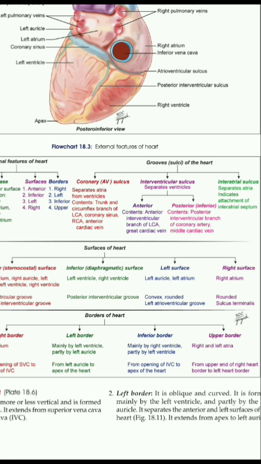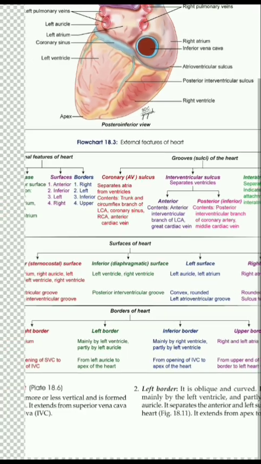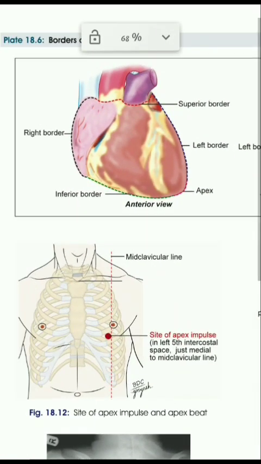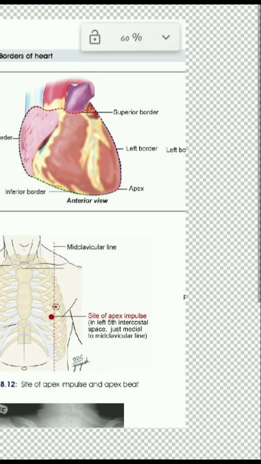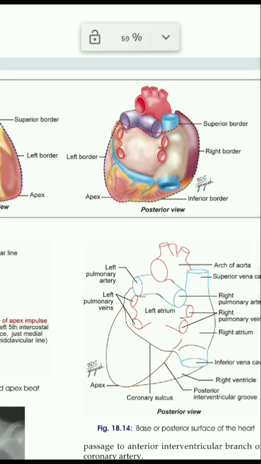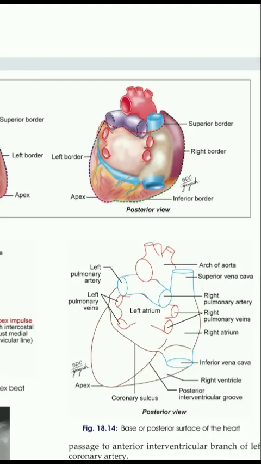The upper border is formed by the right and left atria, from the upper end of the right heart border to the left heart border. So that is our diagram. That is the right border, that is our superior or upper border, that is the left border, apex and inferior border. This is the anterior view, and posteriorly we see the left border, the coronary sinus, the apex, the inferior border, right border and superior border.